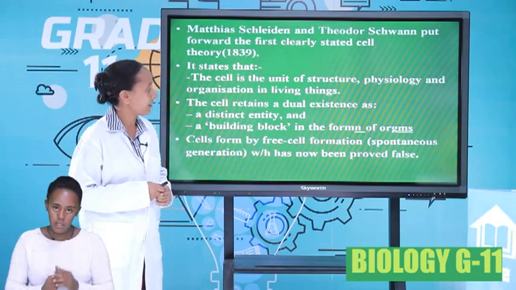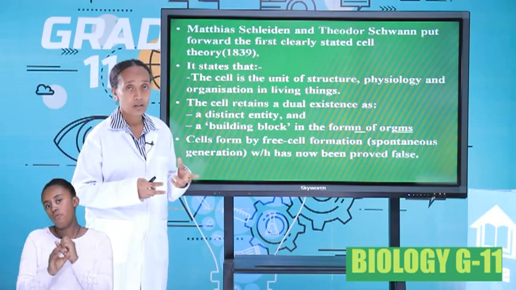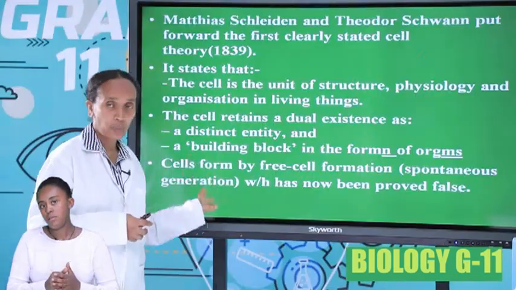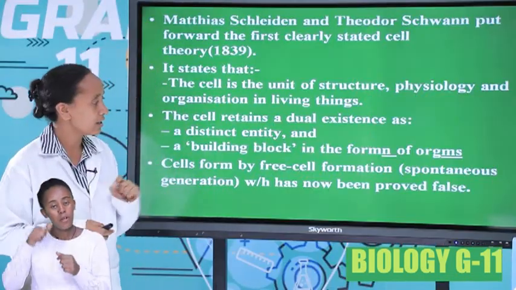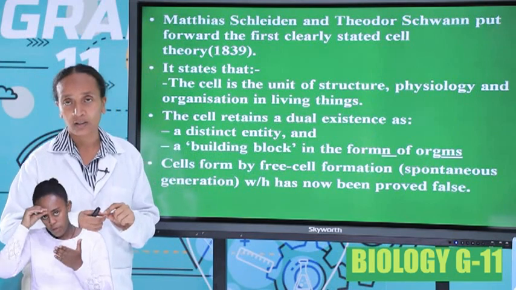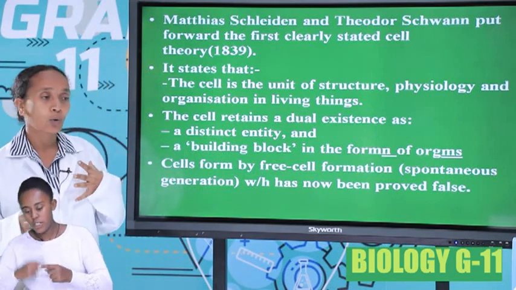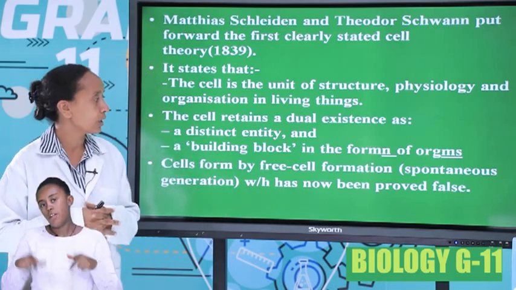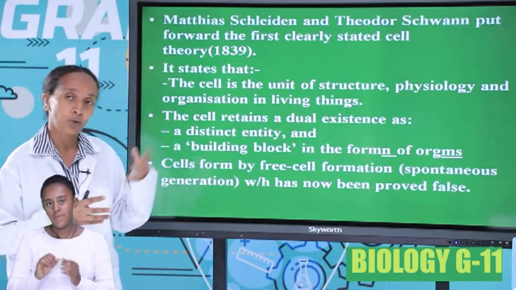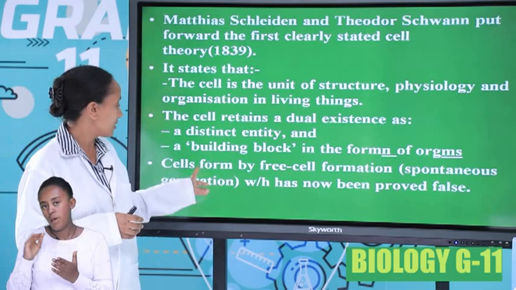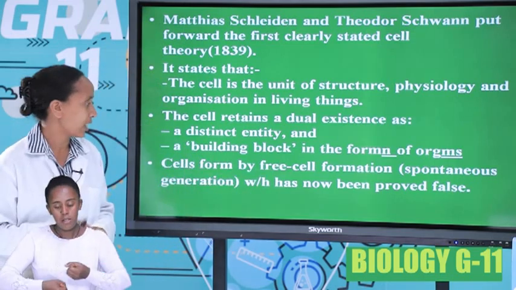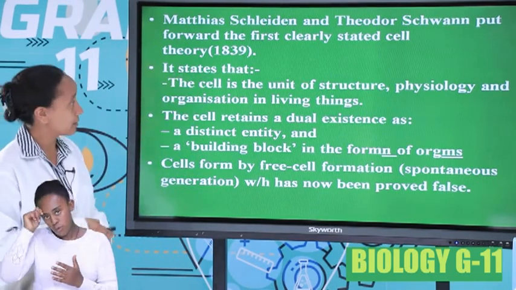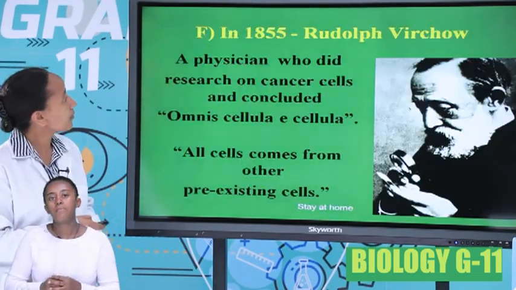Cells form by free cell formation. This is an idea that is supported by spontaneous generation. If you remember, in Unit 1 you learned about spontaneous generation, which states that living organisms arise from non-living matter. This theory was later disproved by Louis Pasteur, and this idea, supported by spontaneous generation, was raised by Theodor Schwann and Matthias Schleiden.